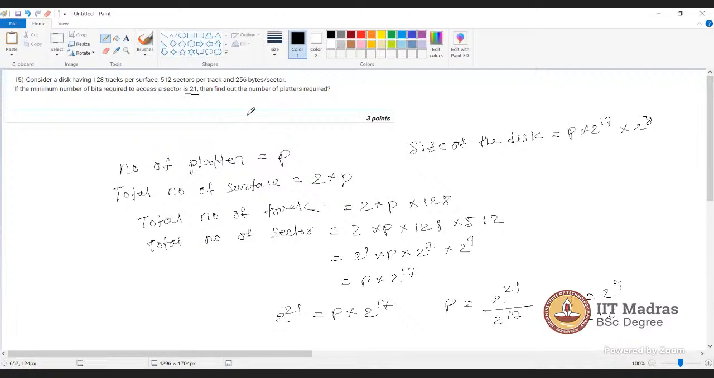Sir, but will it not be 2 power 21 into 2 power 8, because you have two sides to the platter and each side has so many tracks and so many sectors? So it will be 2 into number of platters into number of tracks into number of sectors into number of bytes, right? Same, no? This is the same, so it comes to 2 to the 29. Yeah, same. So you have a P there. So it'll be 2 power 21 plus 8, into 2 to the power 8.